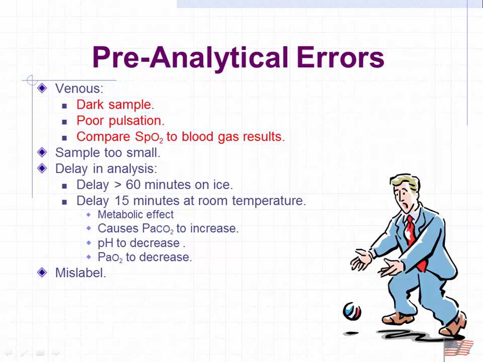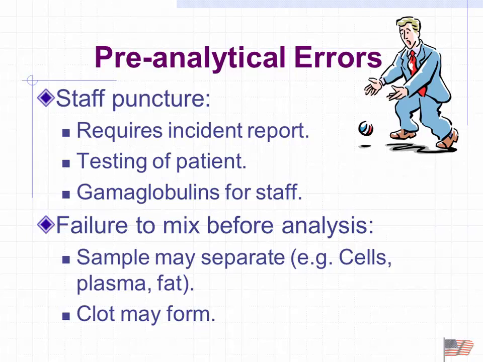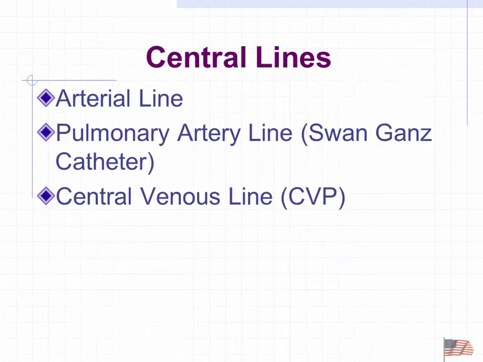And obviously another pre-analytical error is I label it wrong, so the wrong patient gets the results. Not a good thing. Some other errors: you getting punctured, ouch, and we know about all the stuff we need to do there. And not mixing it well. Plasma and the actual blood contents are different, so you'll end up getting a little bit of error from that. And again, it just raises the incidence of clotting.